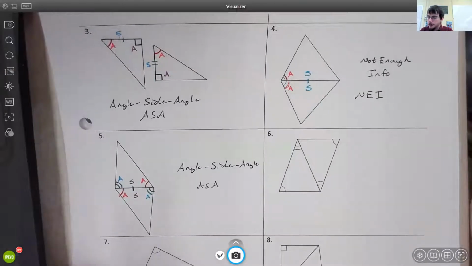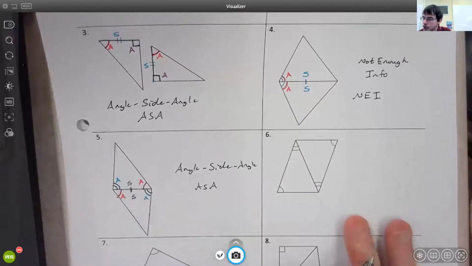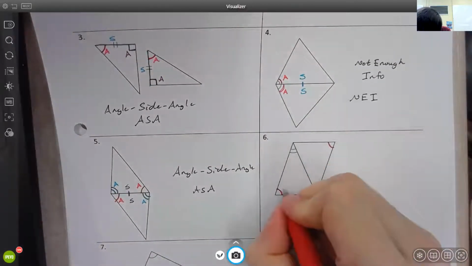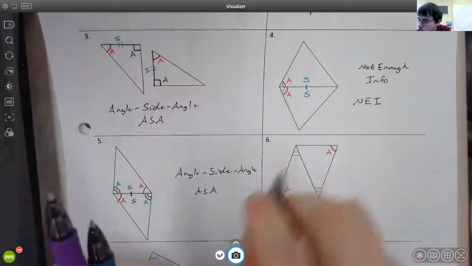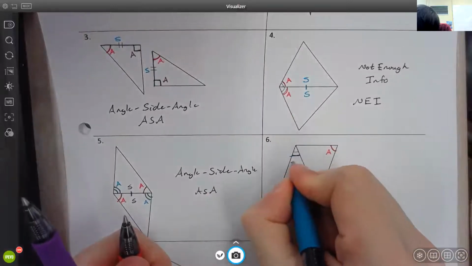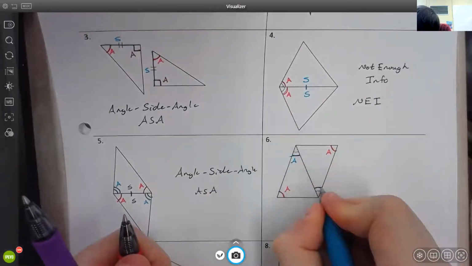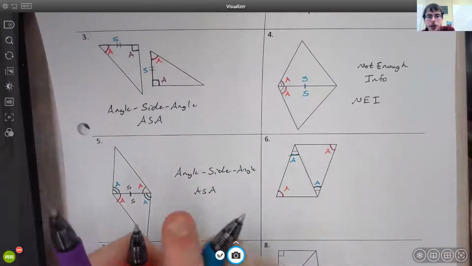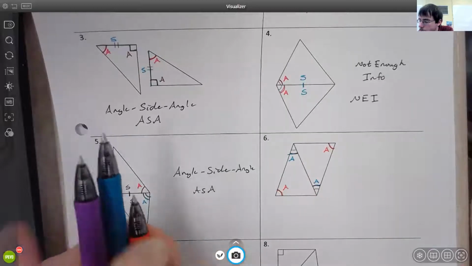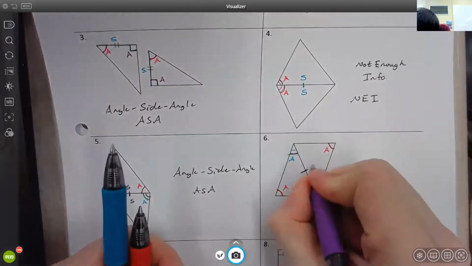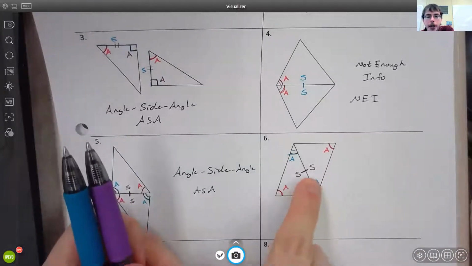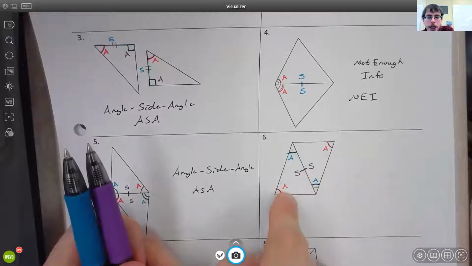Number 6. Number 6, we have an angle here and an angle there. We have an angle here, an angle here. There's no other markings, but we do see that we have a shared side that's running right through the middle there diagonally. So we're going to put a congruency marking on that, and we're going to label it with an S. So we have 2 pairs of congruent angles and 1 pair of congruent sides.